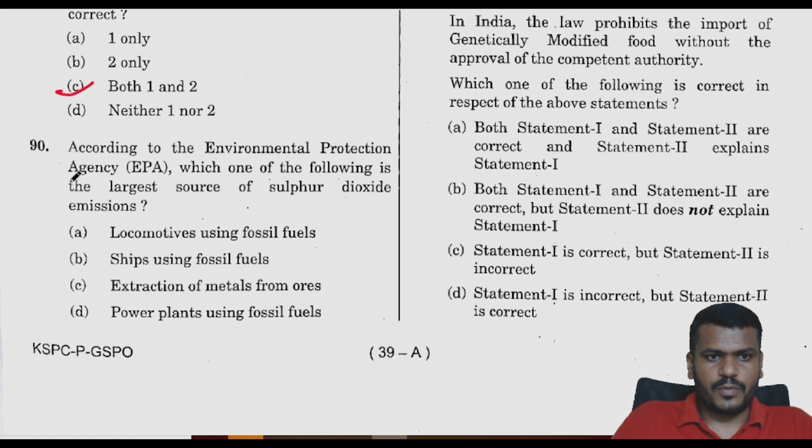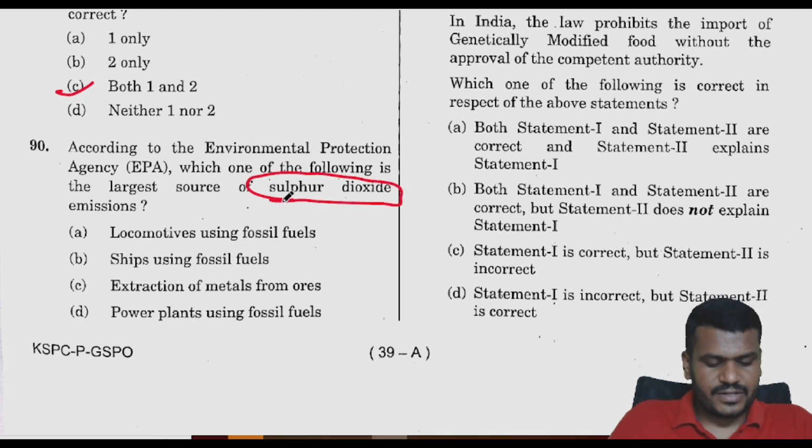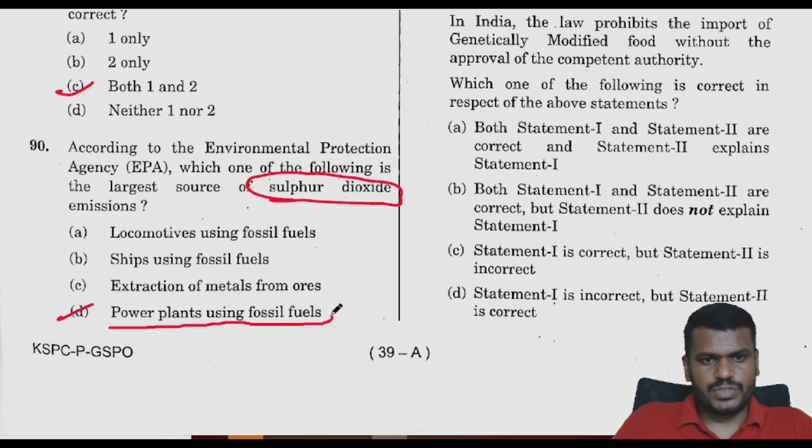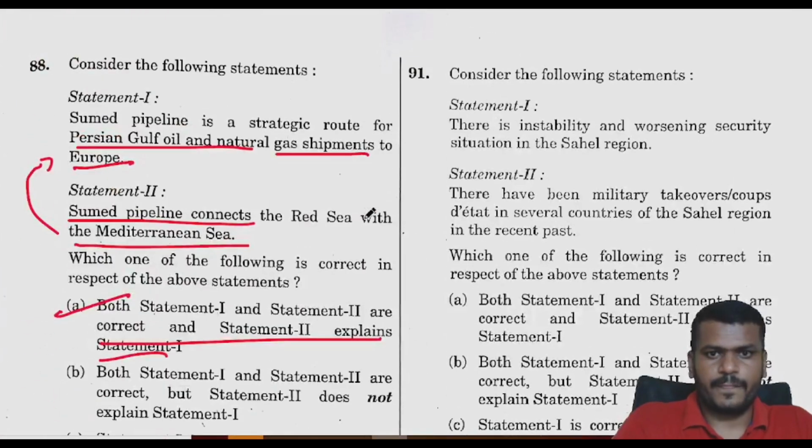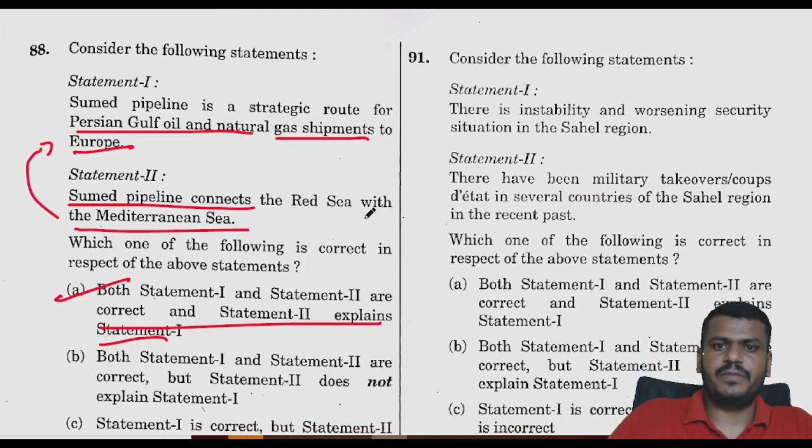Next, Environmental Protection Agency. Which one of the following is the largest source of sulfur dioxide emission? Okay, that's an interesting question. Definitely it was in the news. Power plants using fossil fuels are responsible for the highest production of sulfur dioxide, guys. Okay, remember this.